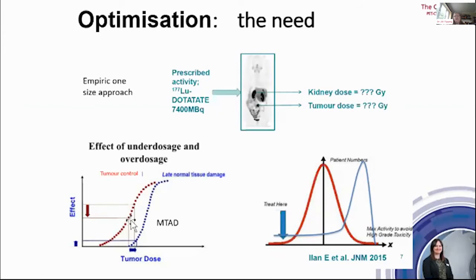And the evidence is trying to find that sweet spot, because at the moment we tend to treat, as we say, to 7.4 gigabecquerel of lutetium. And the evidence is that in general, this sort of conservative treatment will be treating to below the optimization curve. So I'm not going to bang on a drum, but there is evidence we can do better.